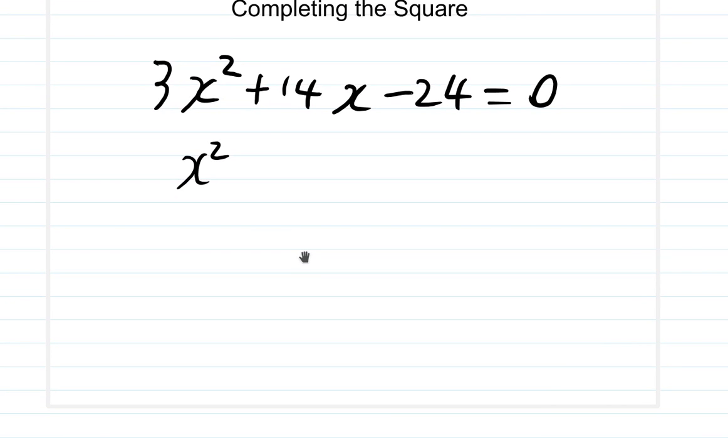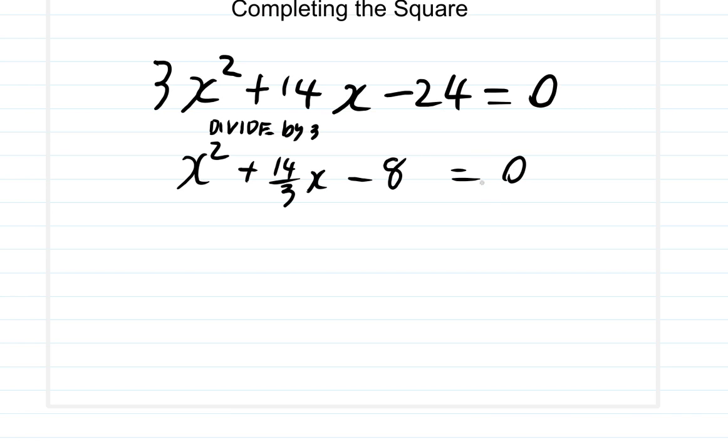So what we need to do is divide by 3. Divide everything by 3. When you divide each item by 3, 3x squared divided by 3 is x squared, plus 14x is 14 over 3x, minus 24 divided by 3 is what? 8. Equals 0 divided by 3 is 0.